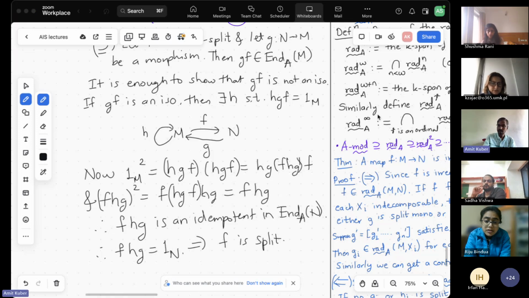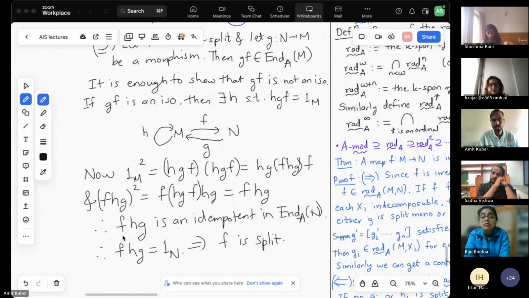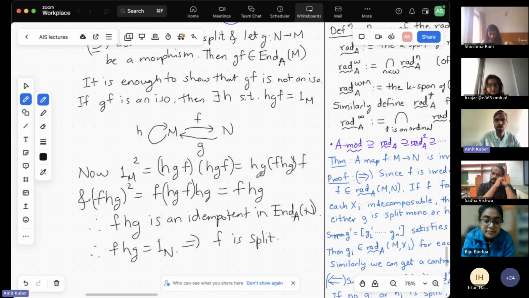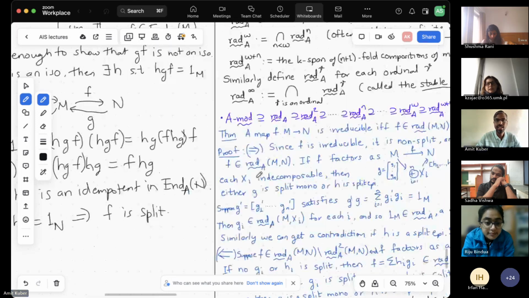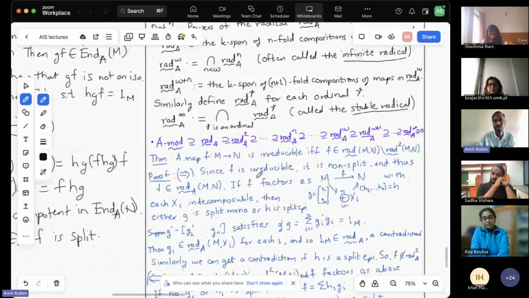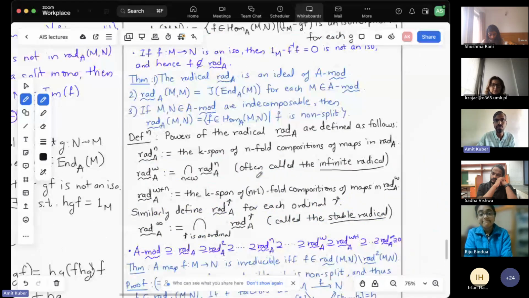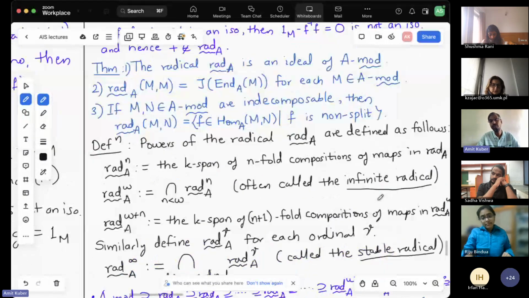F has a one-sided inverse, so F is split. This is a contradiction, and that shows our claim. And that is how we conclude that the radical between indecomposables is precisely the collection of non-split morphisms. And in fact, these are the generators.